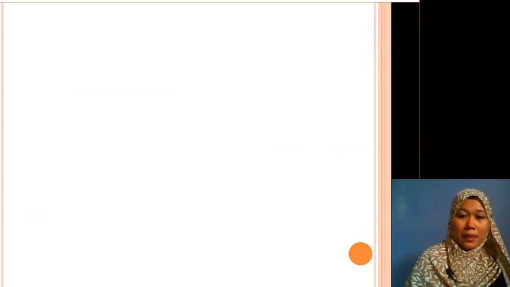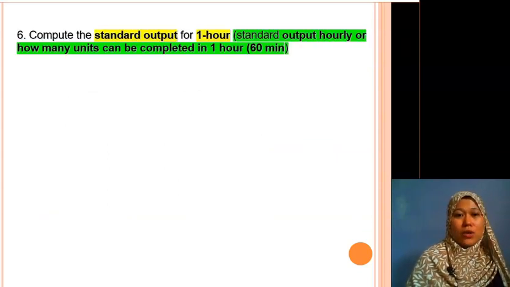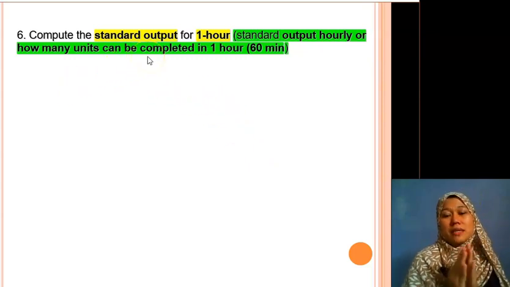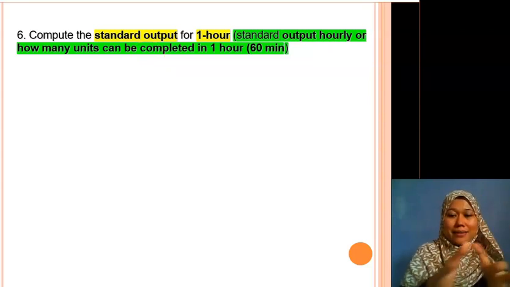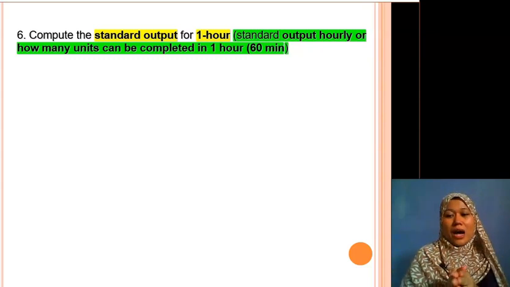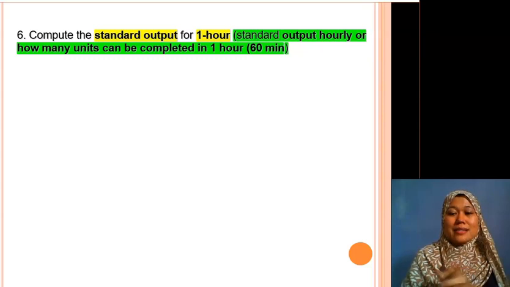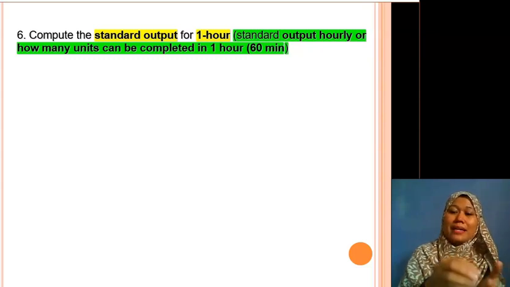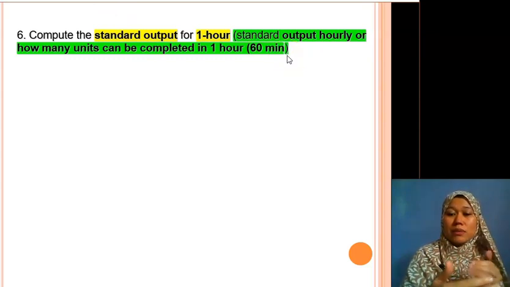Okay. Next question. Compute the standard output for 1 hour. What do you mean by standard output? Output is, after 1 hour, how many sets of envelopes you have, how many jobs or processes have been completed. That is what they are looking for. When you talk about output, it is pengeluaran, the penghasilan at the end. This is the standard output for 1 hour. So after 1 hour, what is the output?